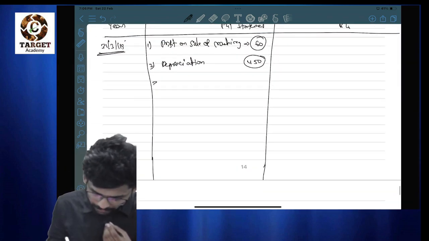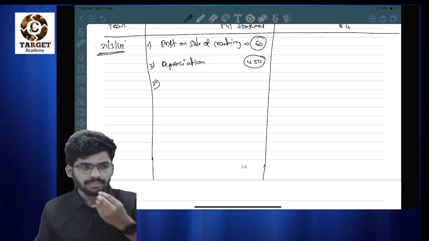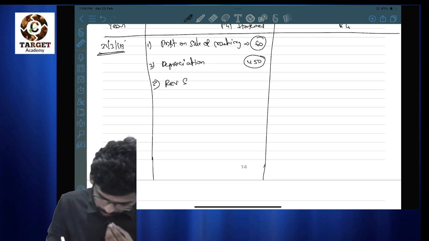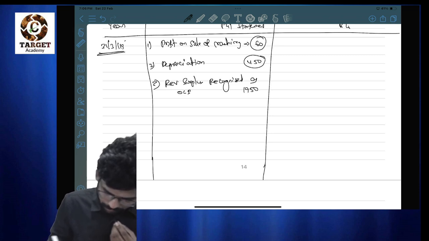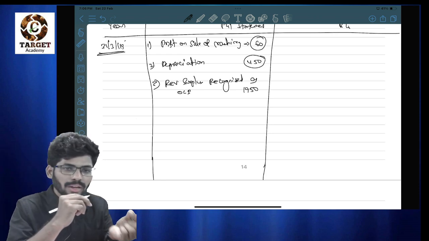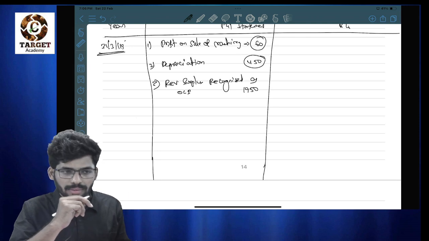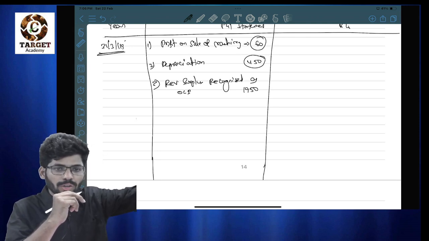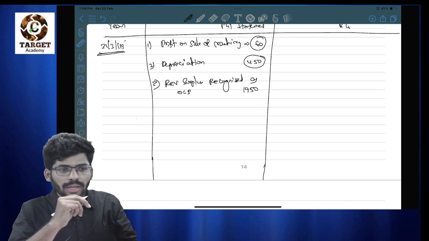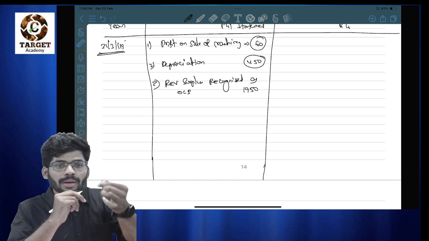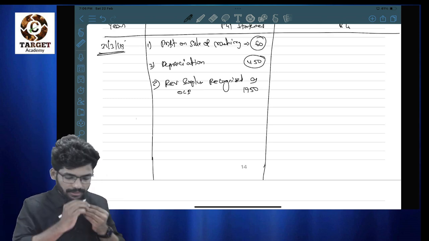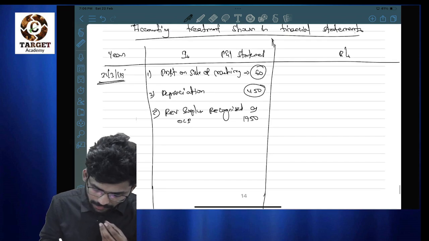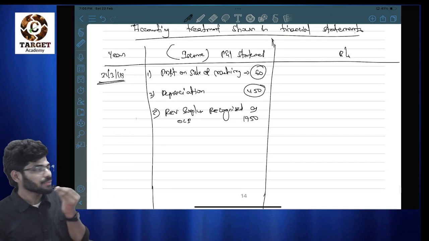Basically, revaluation surplus should be recognized as OCI. OCI means also income statement only, but other than P&L. In P&L account, we need to find out the net profit, right? What is the profit or loss? So, after considering this other comprehensive income, we need to calculate the net profit. Basically, both are income statements only. That's it. We can write it as income statement. If not P&L, please write it as income statement.